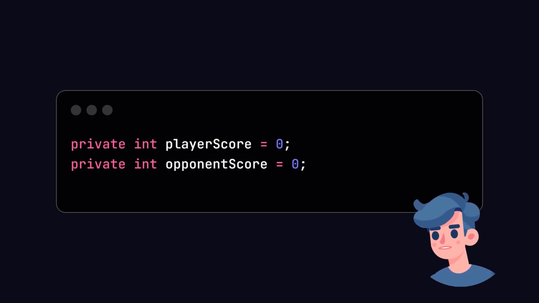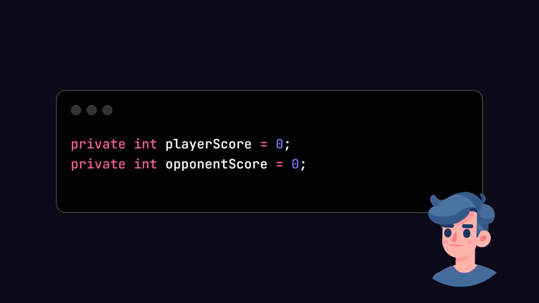Now run your program again. When the player collides with the puck, it should move in a random direction. This creates the dynamic gameplay we want.